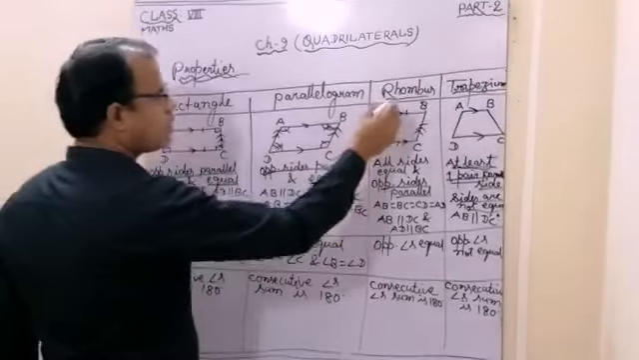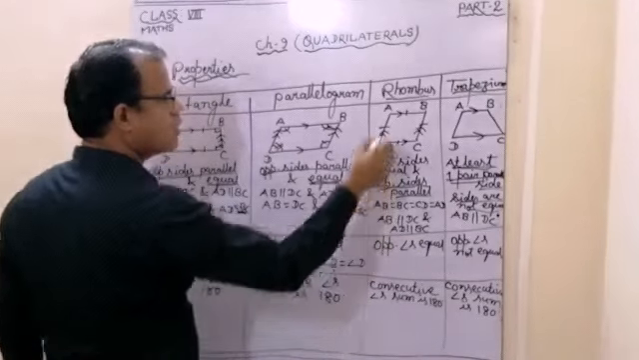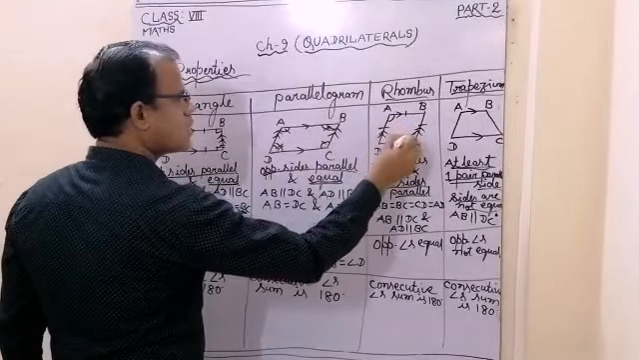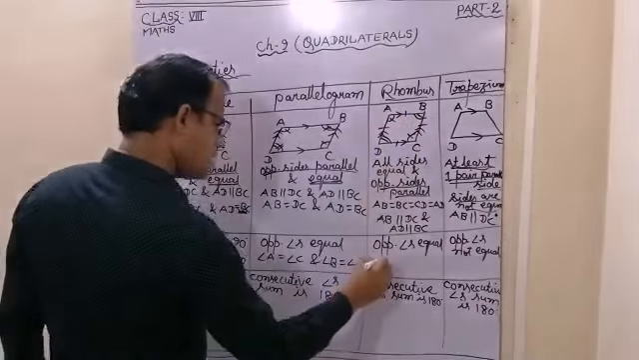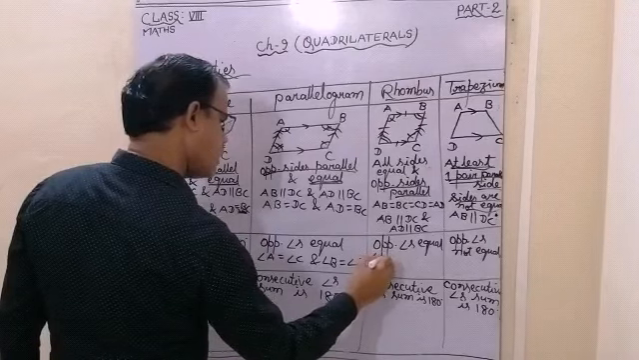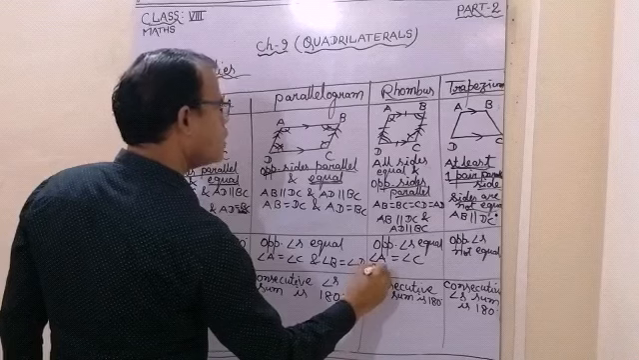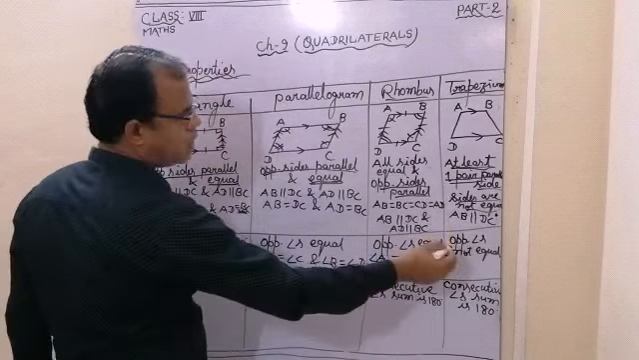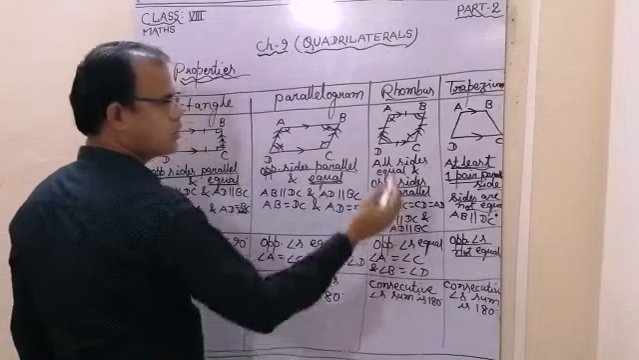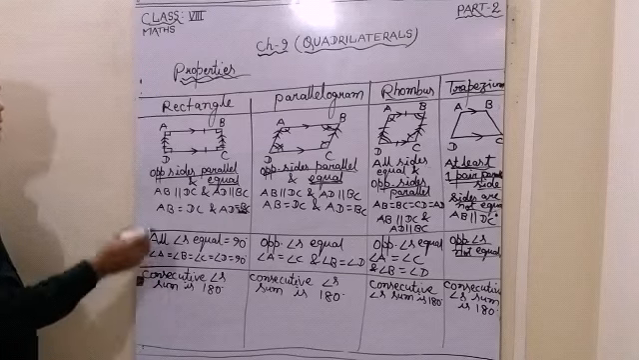Next, here in rhombus opposite angles equal. So this angle equal to this angle and this angle equal to this angle. So opposite angles equal means angle A equal to angle C and angle B equal to angle D. And here opposite angles are not equal. Okay. Now moving to third property.